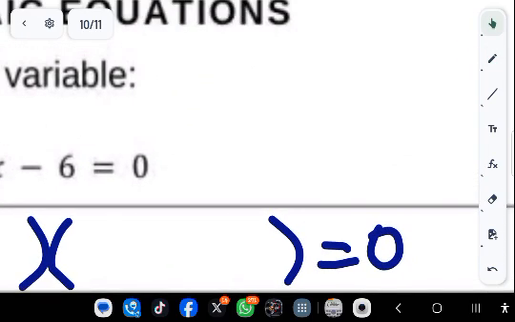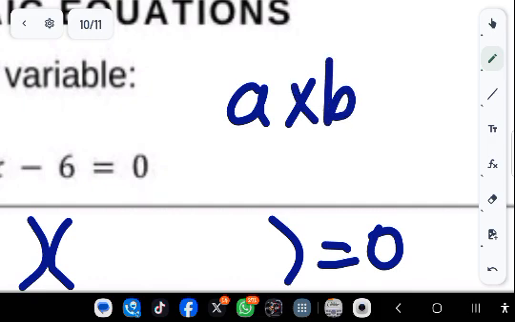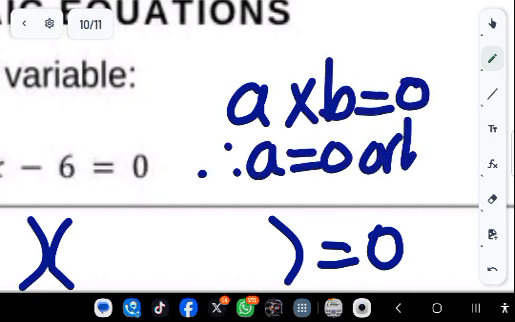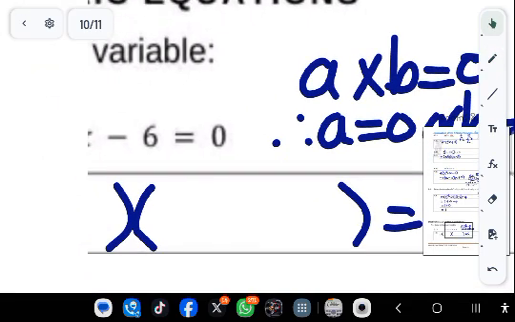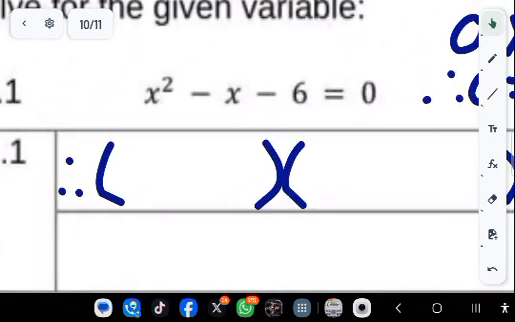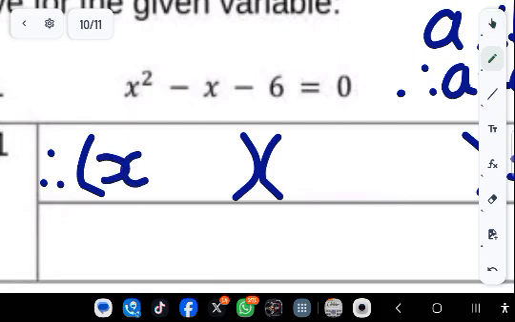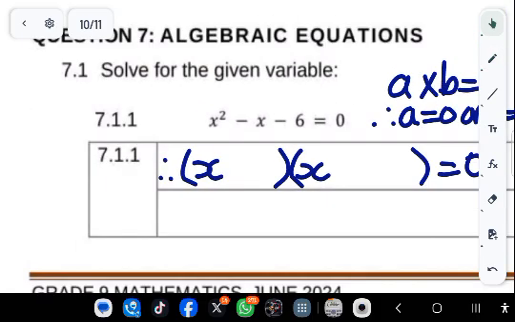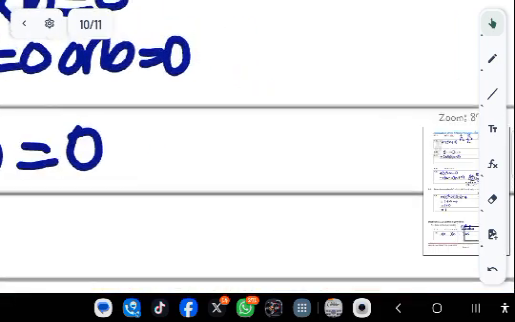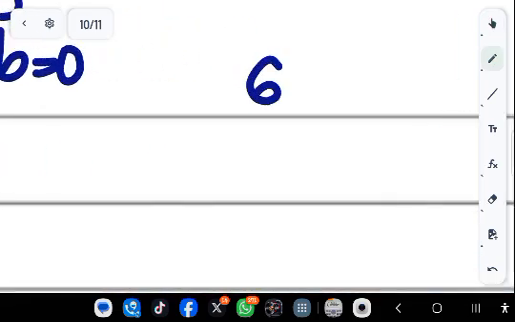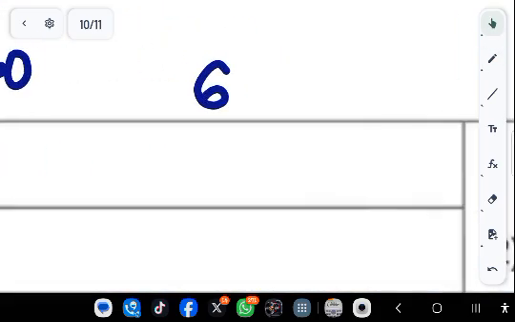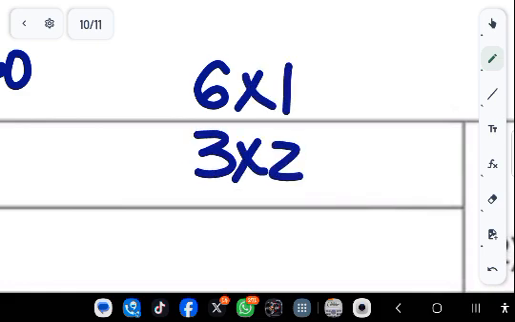We must have a times b equals 0, and therefore we can go a equals 0 or b equals 0. The factors. So the first factor, let's see. x times x, x in one bracket and x in the other bracket, and now the factors of 6. We've actually already done this. I just want you to see. So that's 6 times 1, and the factor pairs 3 times 2.